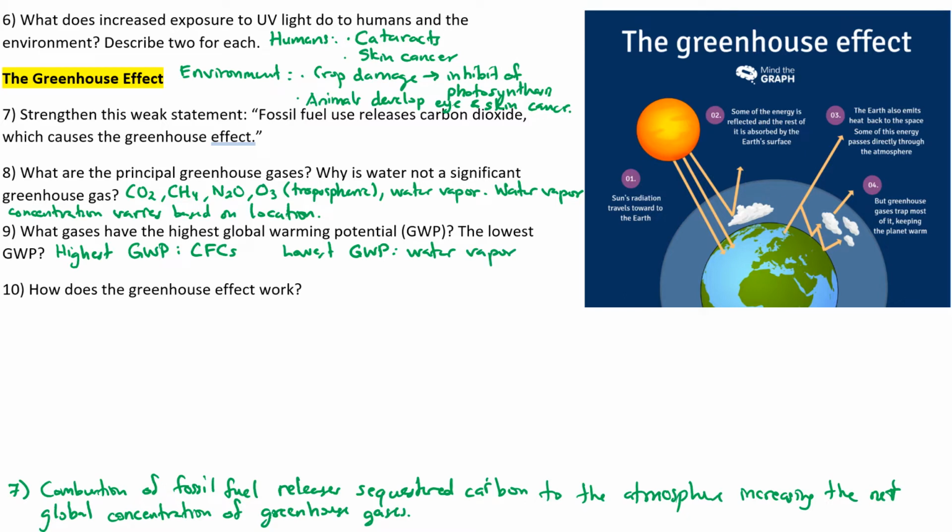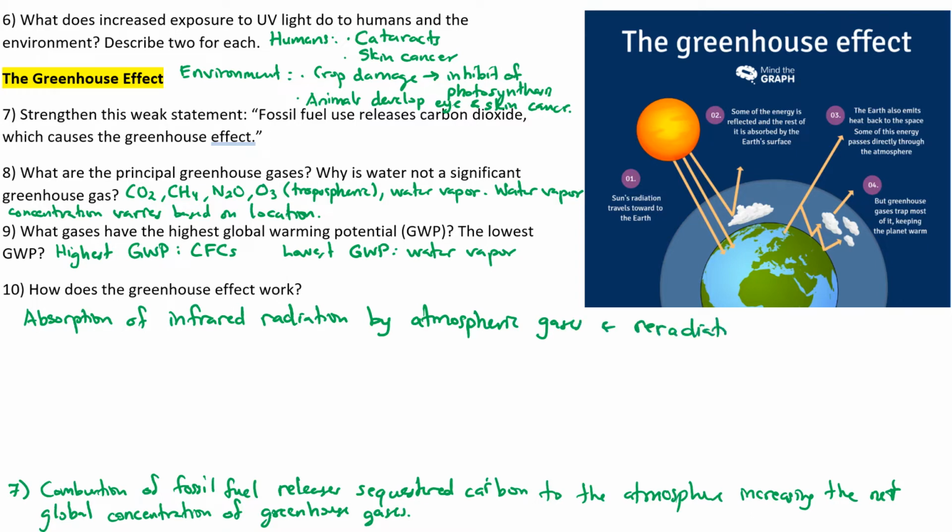How does the greenhouse effect work? So it works by the absorption of infrared radiation by atmospheric gases and re-radiation of the energy back towards Earth.